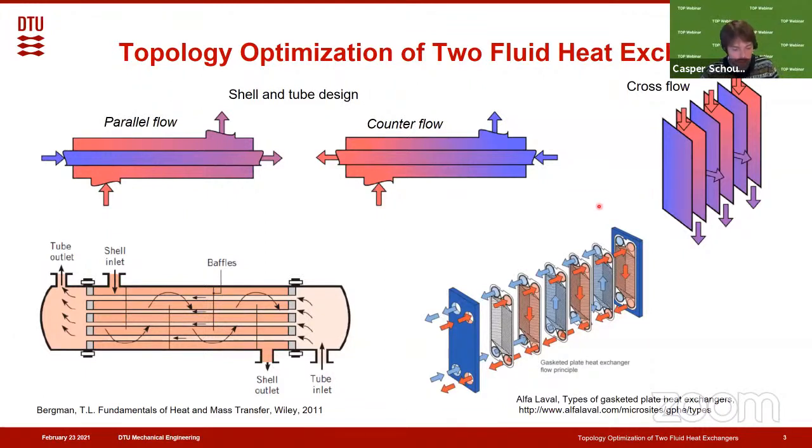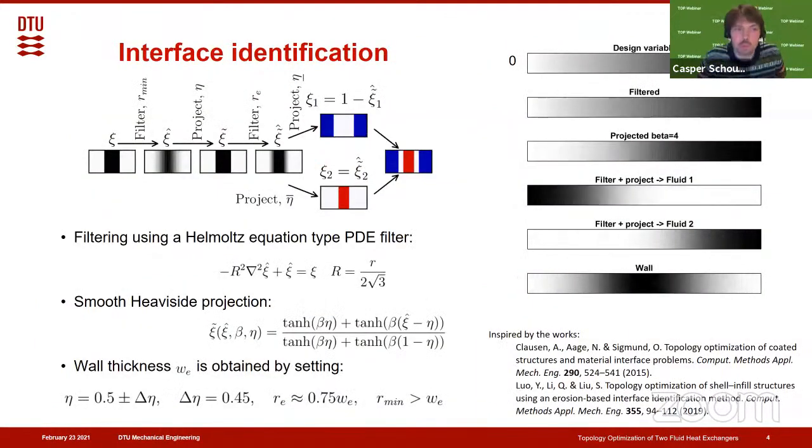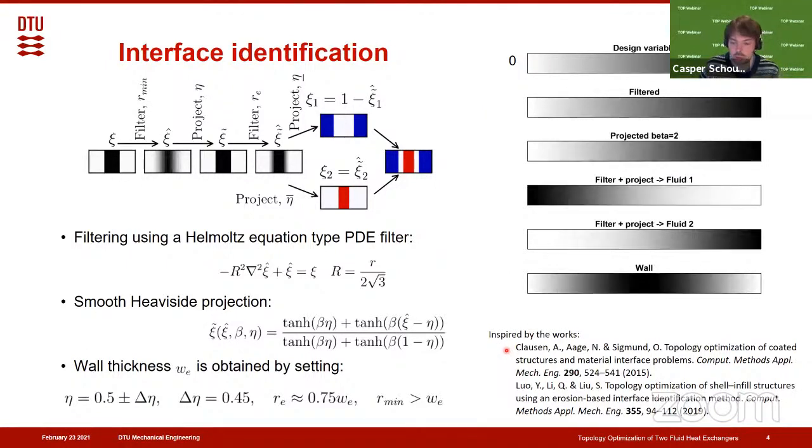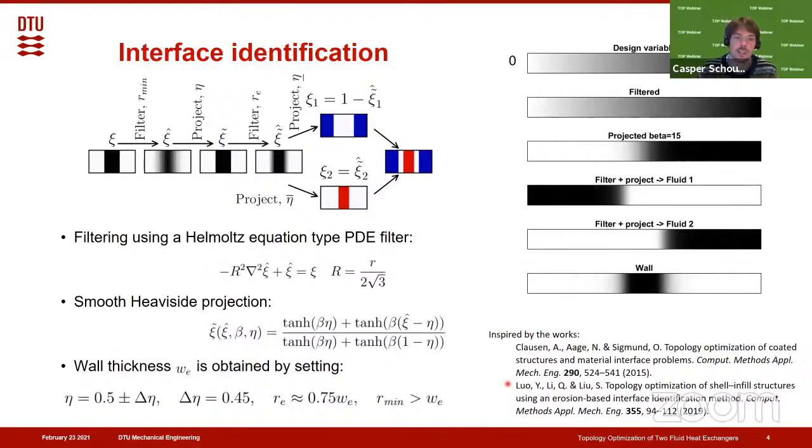So in order to obtain such a situation in topology optimization, we need to be sure that we can identify the interface. This is done by utilizing the works that I've written down below in the right corner here. There are some inspiring works on coated structures, and it was further refined in the paper on shell infill structures, but here it's used in a heat exchanger context.